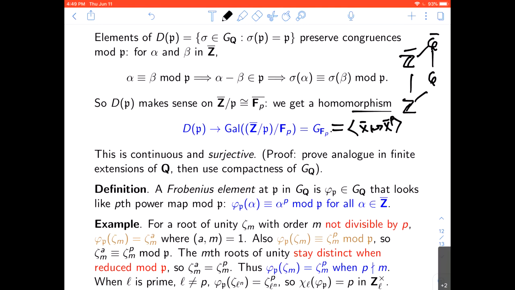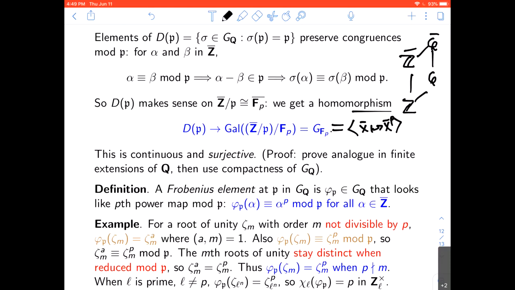And so this mapping of the decomposition group, the stuff that fixes the prime ideal, onto a copy of the absolute Galois group of FP by using Z bar mod the ideal P as a model for FP bar, this is a continuous surjective homomorphism. And in particular, there must be something in it that goes to the pth power map. And so we call any such thing a Frobenius element at that prime ideal. So a Frobenius element in the absolute Galois group of Q for a prime ideal P up in the algebraic integers is anything that when reduced modulo the ideal P you started with looks like the little pth power map, where little p is the prime number inside the ideal.